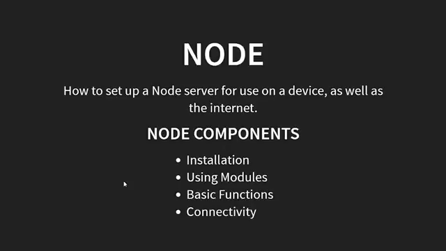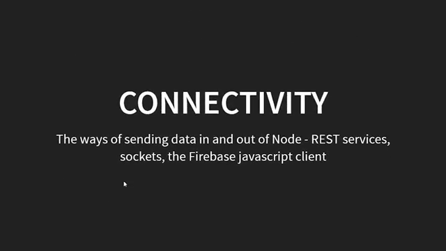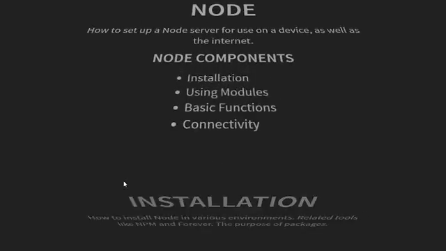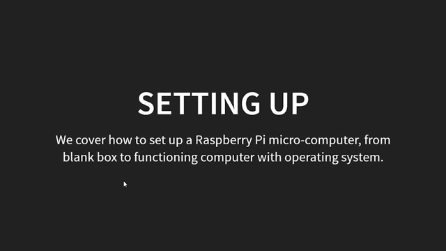So we're going to do a Node installation onto Raspberry Pi. And so we'll show you how to get up and running, how to use modules with Node, your basic functions and connectivity. Yeah, so that's going to open up a whole wide world of things that we can do. We'll learn a bit about that system on a chip, which is the Raspberry Pi in this case.